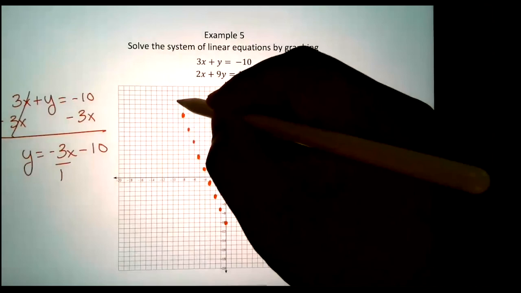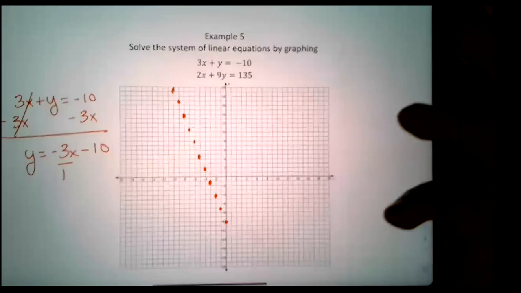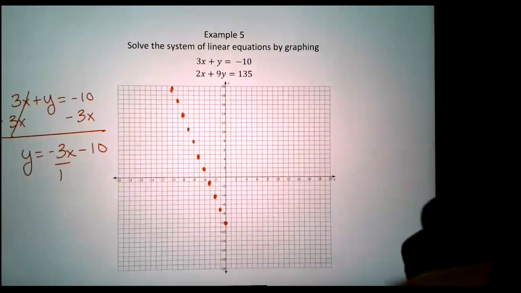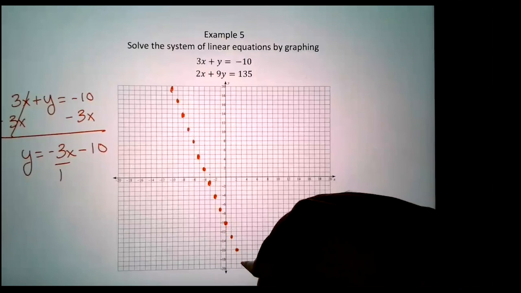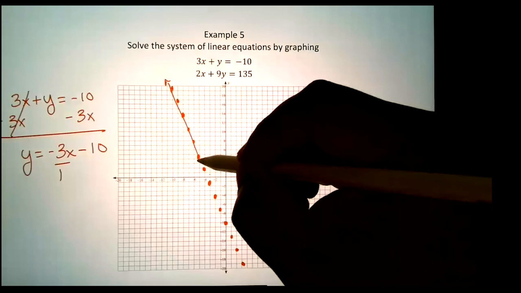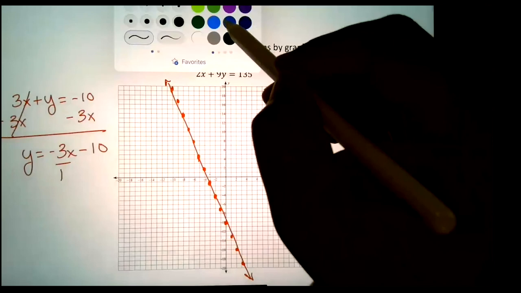And then I'm going to do it the other way so I can make a full line. Of course, it's easy if you have a ruler. All right, and we're going to go ahead and connect those. See how straight I can make my line here. There we go.